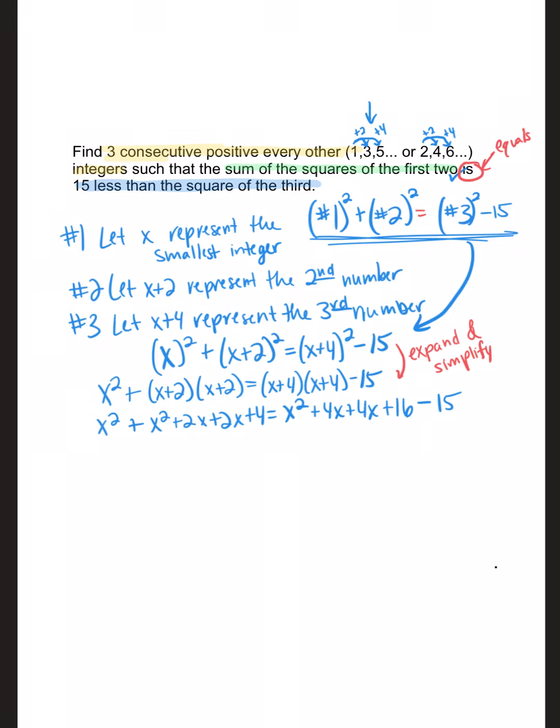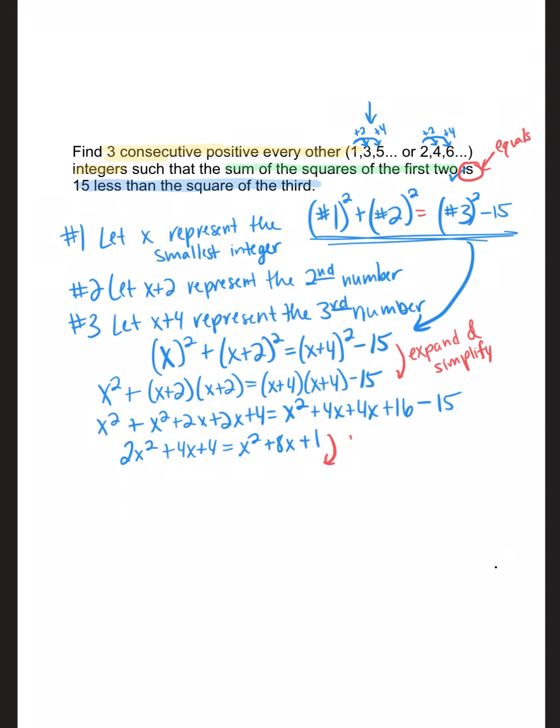Okay, we should try to simplify as much as we can before we start moving things. So let's simplify everything on the left. If we have an x squared and an x squared, that's going to be 2x squared. We have 2x plus 2x is 4x. We have plus 4. On the right-hand side, we only have 1x squared, but then we have 4x and 4x, so that's 8x. And then we have 16 minus 15, which is a plus 1. So now we've simplified as much as we can.